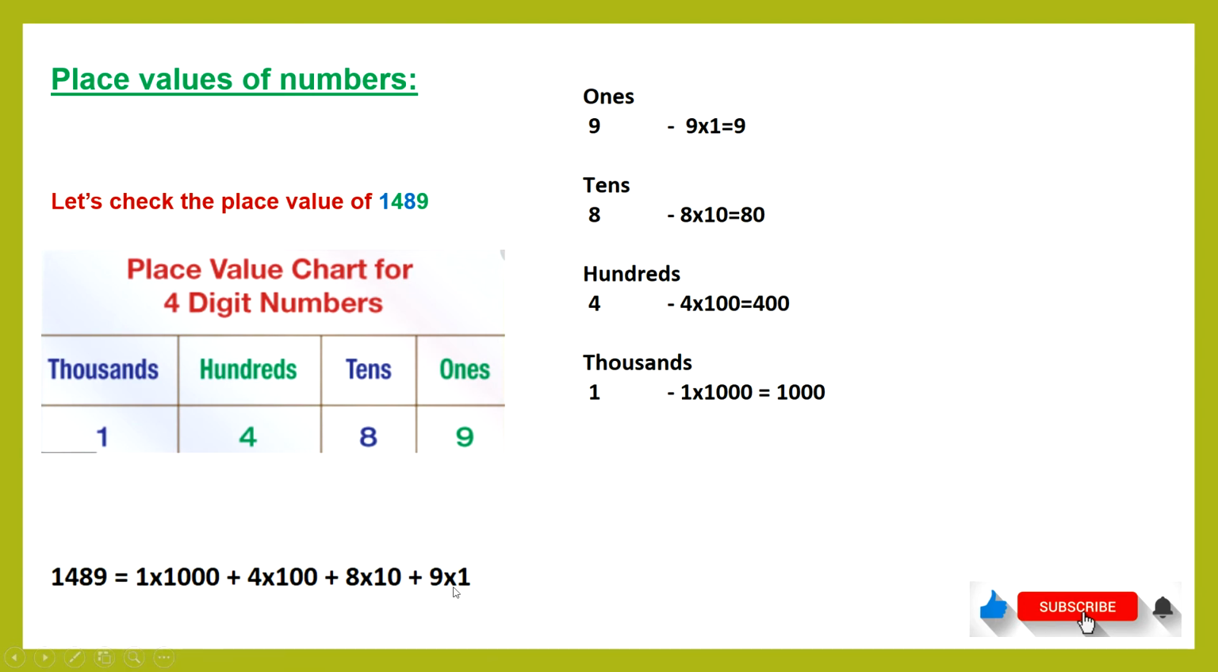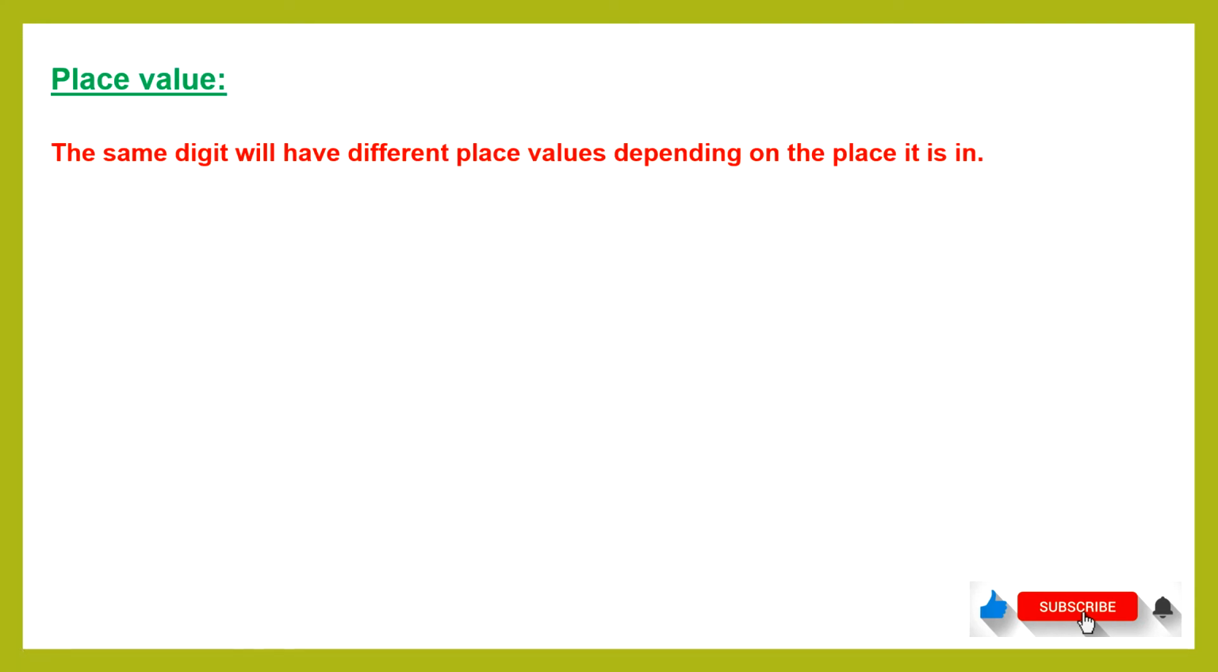So that's how we write a number into its expanded form, and when we add all these numbers together we get our number. So this is 1489. Let's move on. We see the same digit will have different place values depending on the place it is in. So if you look at this number, it has 88888.